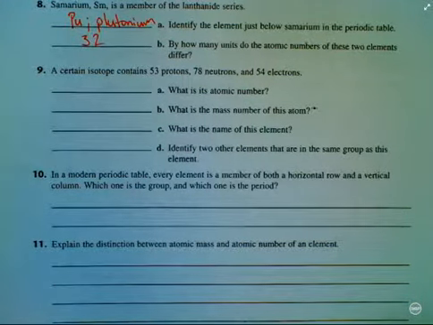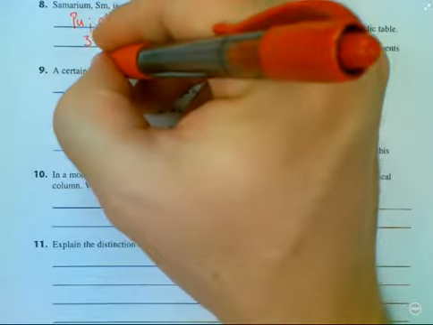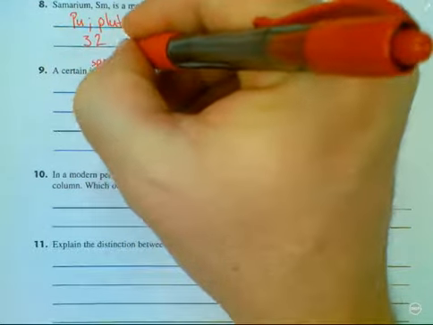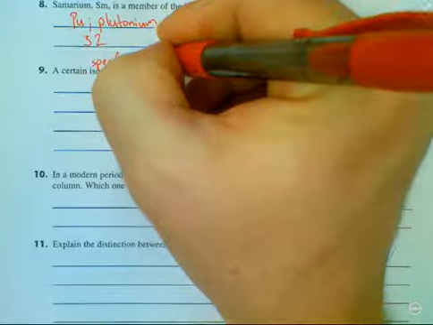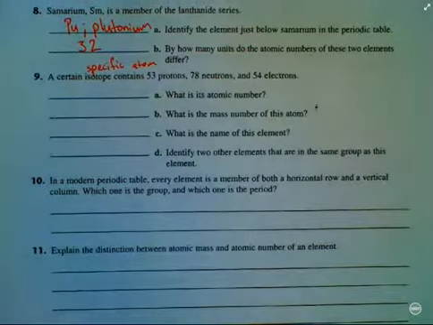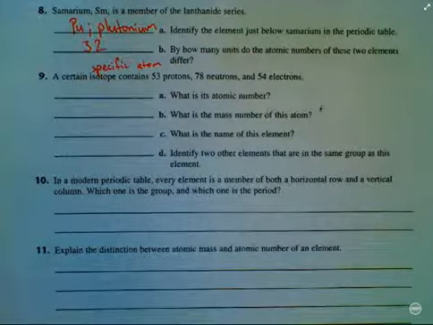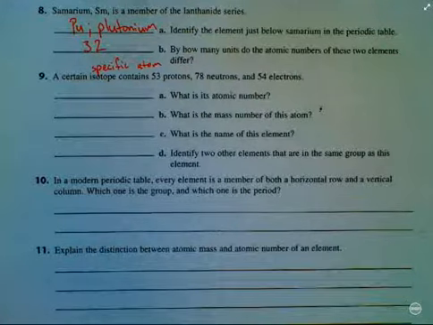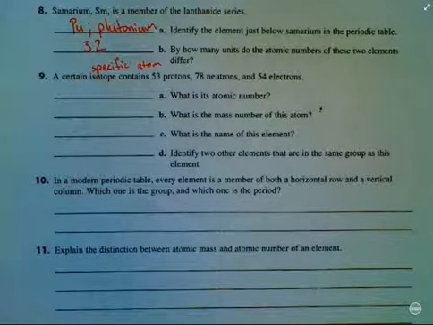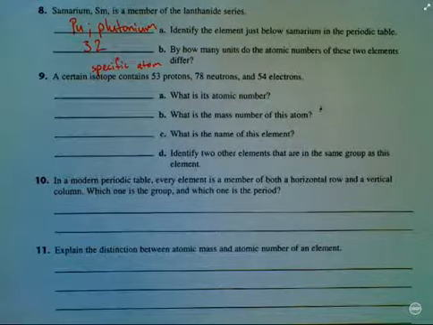Number 9, a certain isotope. Okay, so we're talking about a very specific atom. Okay, one atom here. A certain isotope contains 53 protons, 78 neutrons, and 54 electrons. Before you start trying to do stuff with those numbers, read the questions.